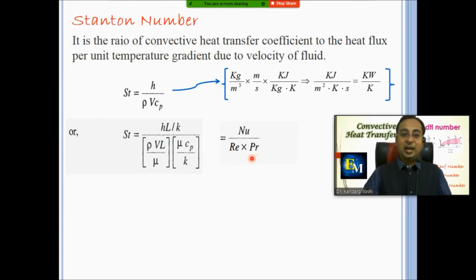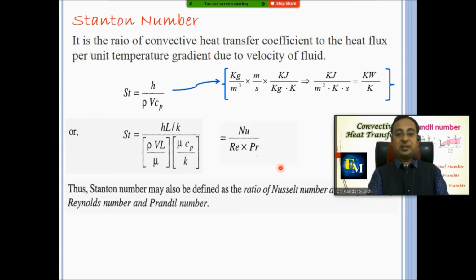Again you will think how this number came, but do not think about that, because it is an empirical correlation and it is derived from experimentation. So you need to remember only this: Stanton number is equal to Nu divided by Re into Pr. Now what is the significance?